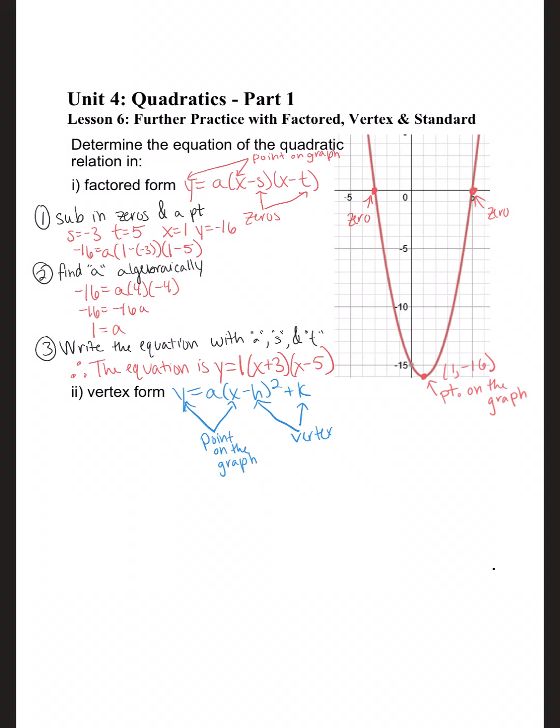Okay, and we could sub that information in to find a, but we already know a. We found a up here, so a is going to be the same no matter what. A is equal to 1, and our vertex is also that point we use. So this is a point on the graph, but this was also our vertex over here. So our vertex is at 1 and negative 16. So we've already gotten our information to basically write our equation.